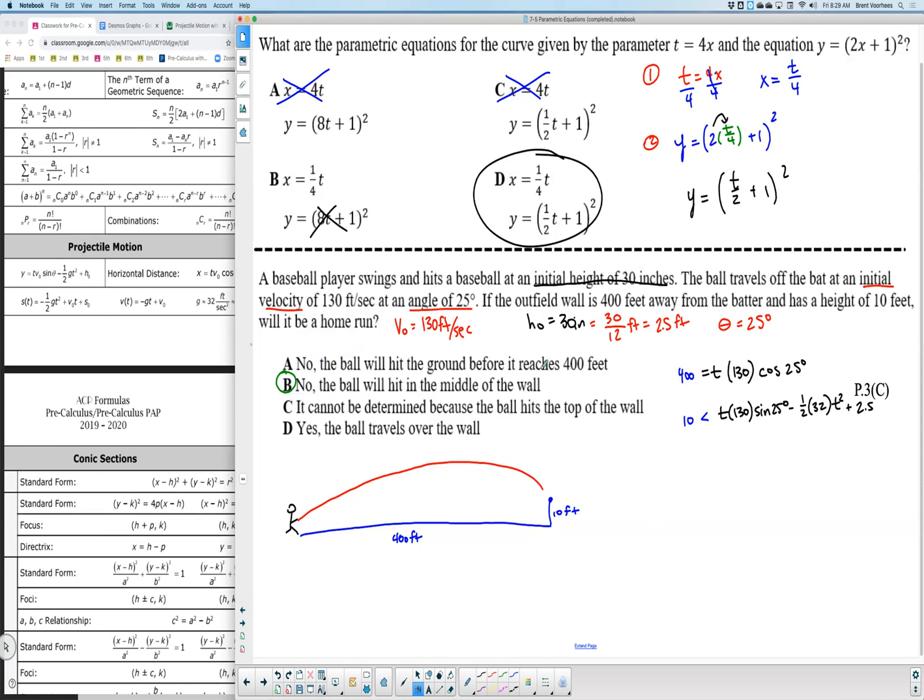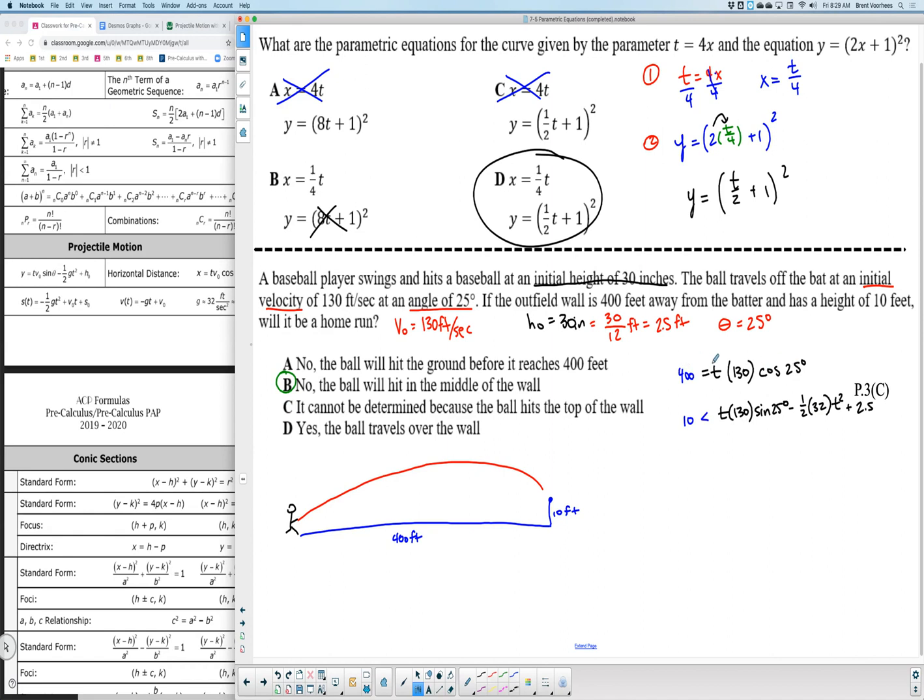If it was a negative number, A would be correct because that means it would hit the ground before the fence. So negative would imply that if the ball went through the ground, it would hit the fence underground. That's what the negative would imply. If it hits the middle of the wall, that means the answer would be somewhere between 0 and 10, and that's what we should get. If it was 10 exactly, C would be the correct answer, and D would be anything greater than 10. So this is how you would actually walk through it.